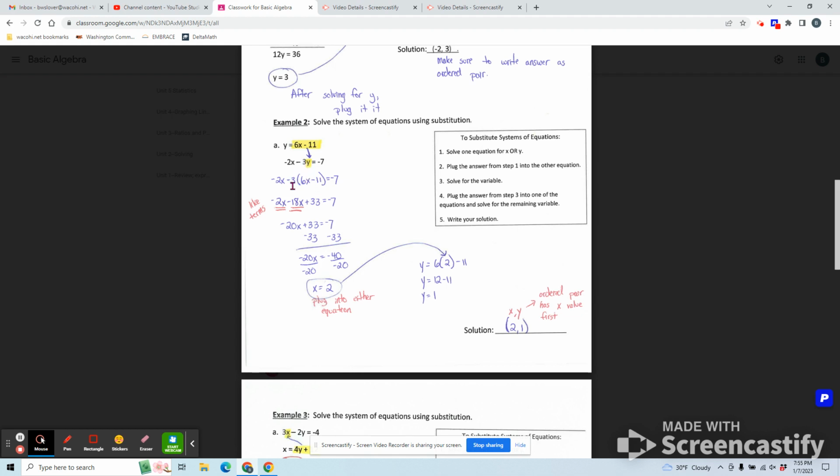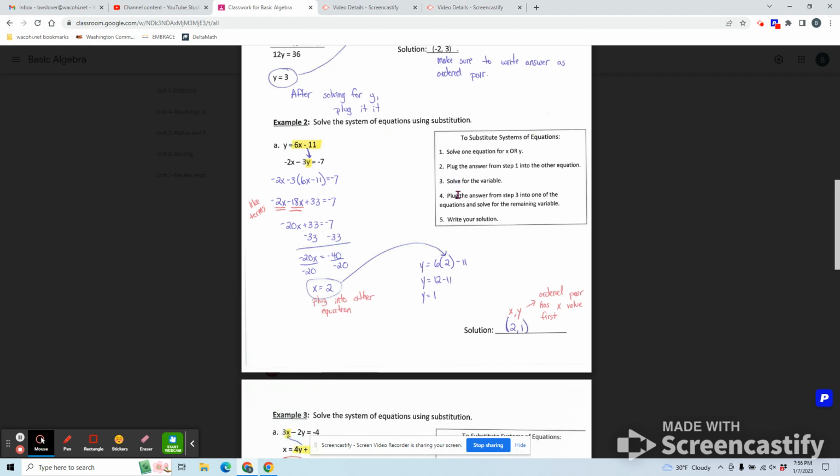Then I distributed a negative 3. So negative 3 times 6x is negative 18x. Negative 3 times negative 11 is positive 33. I have some like terms. I'm going to subtract 33. Now make sure you do negative 7 minus 33. And I get negative 40. So negative 40 divided by negative 20 is going to give me 2. All right, so that was step 3.